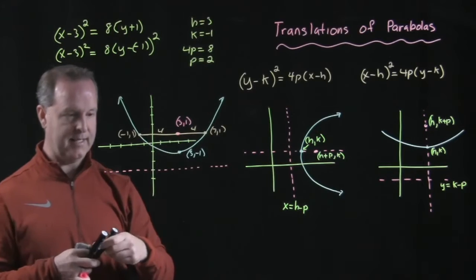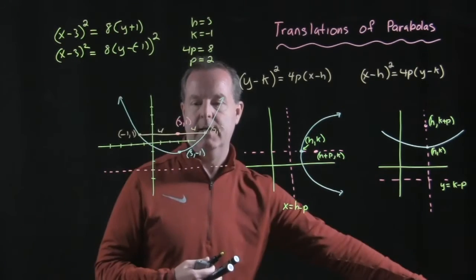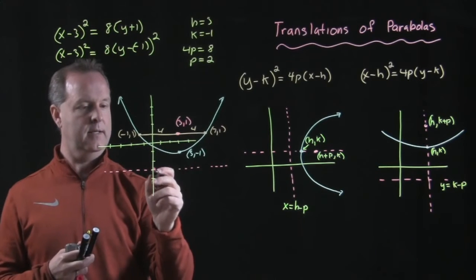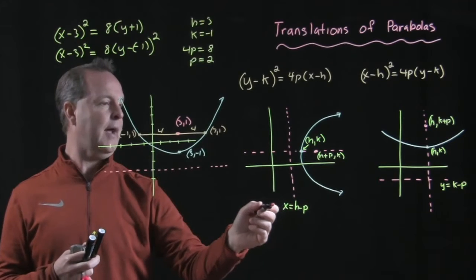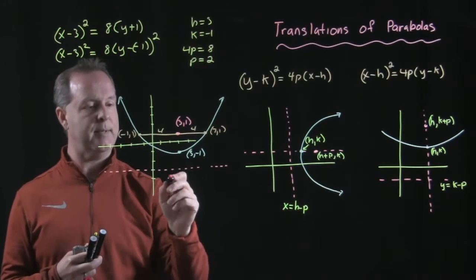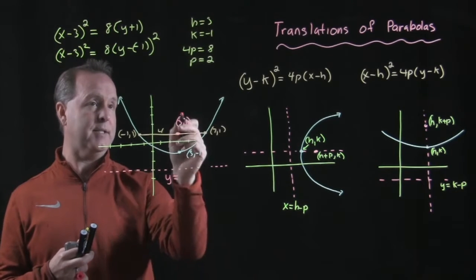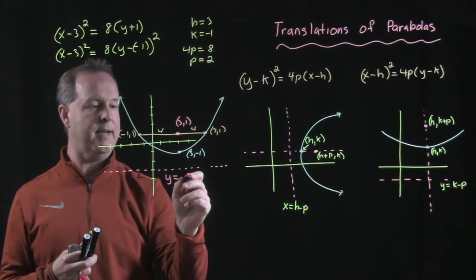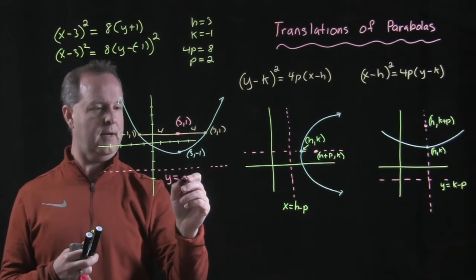Look at all the things we can identify if we were asked to. And the directrix in this particular case is the line y equals k minus p, which is what we have. So that's y = k − p, which is −1 minus 2, or −3.